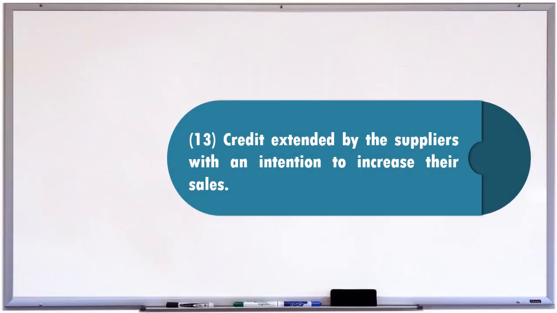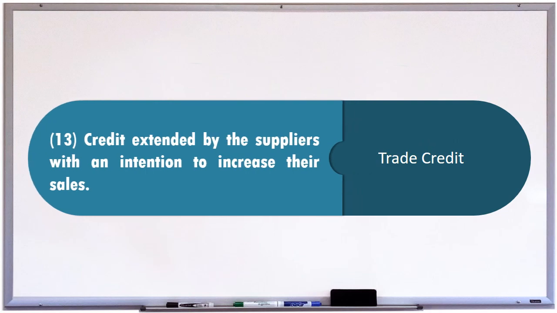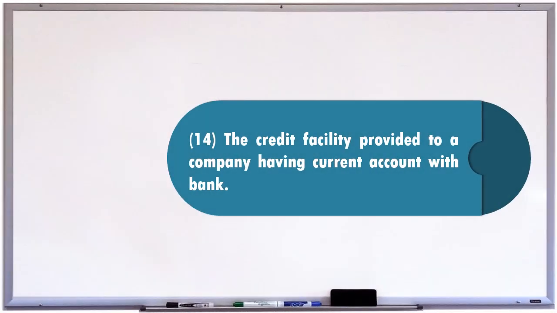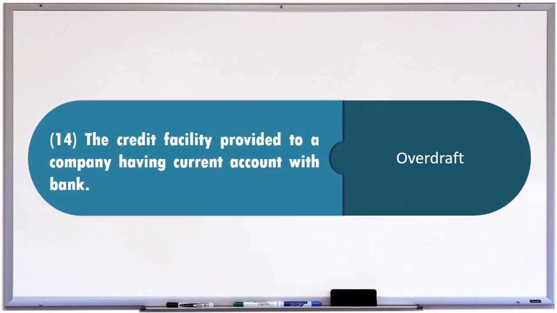13. Credit extended by the suppliers, with an intention to increase their sales. And the answer is trade credit. 14. The credit facility provided to a company having current account with bank. And the answer is overdraft.